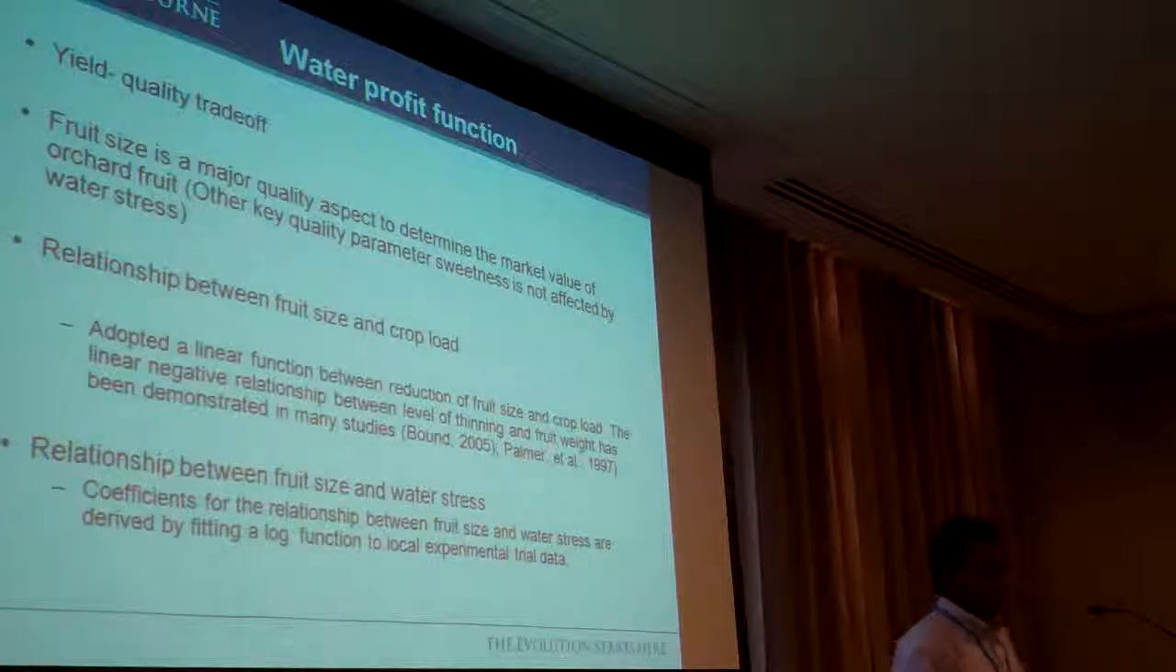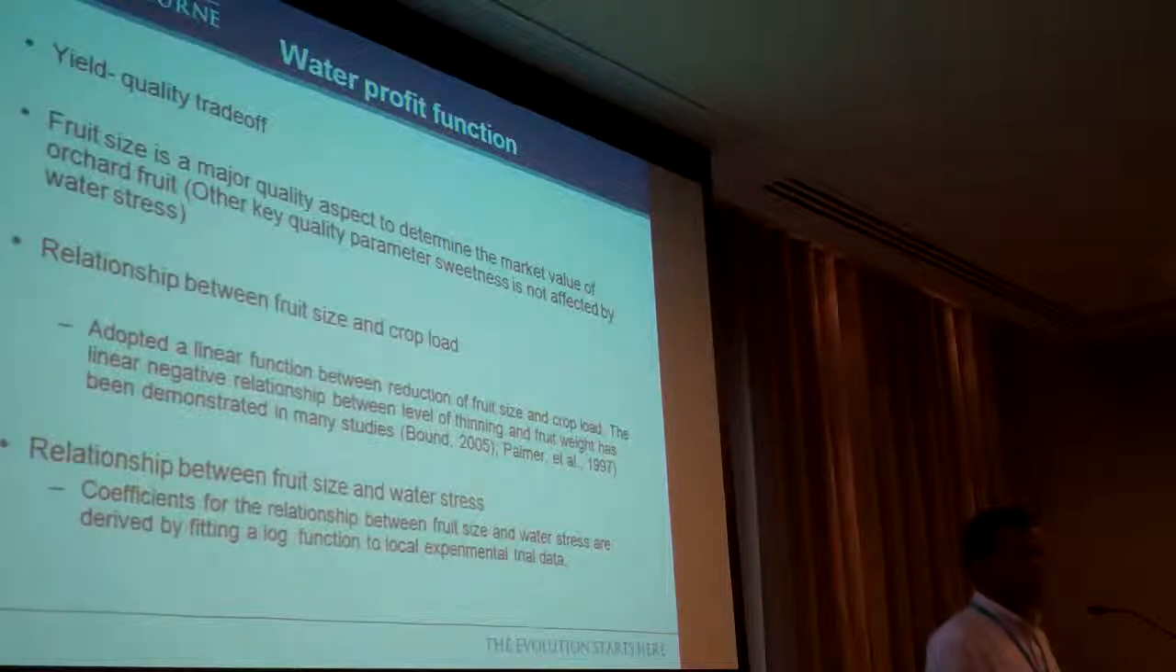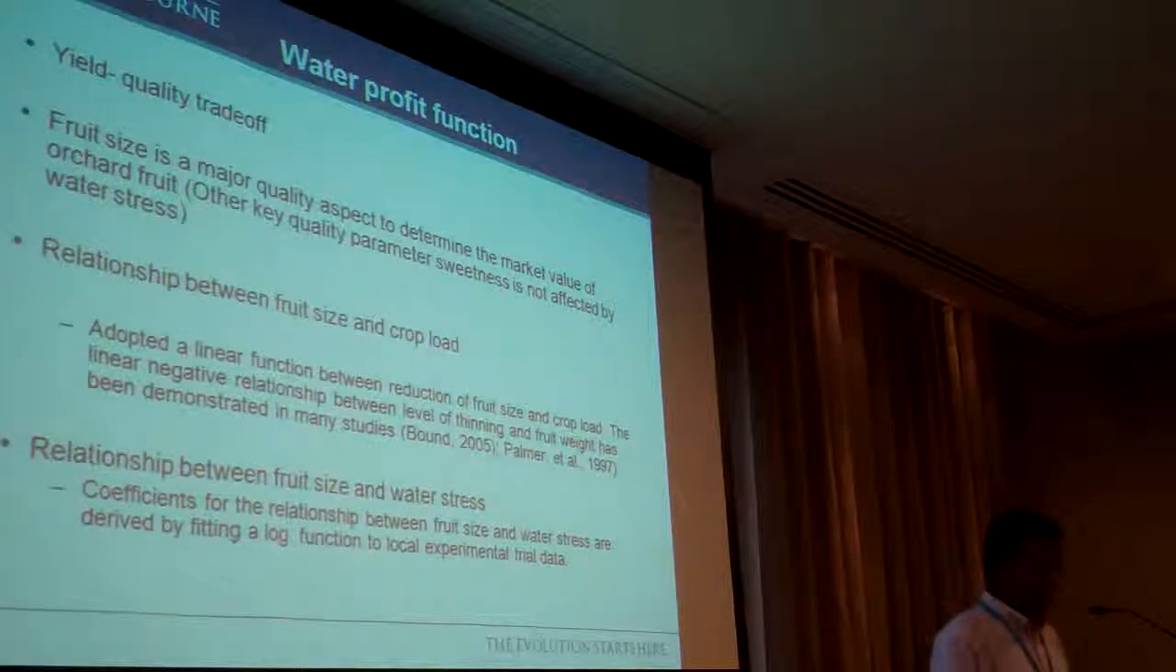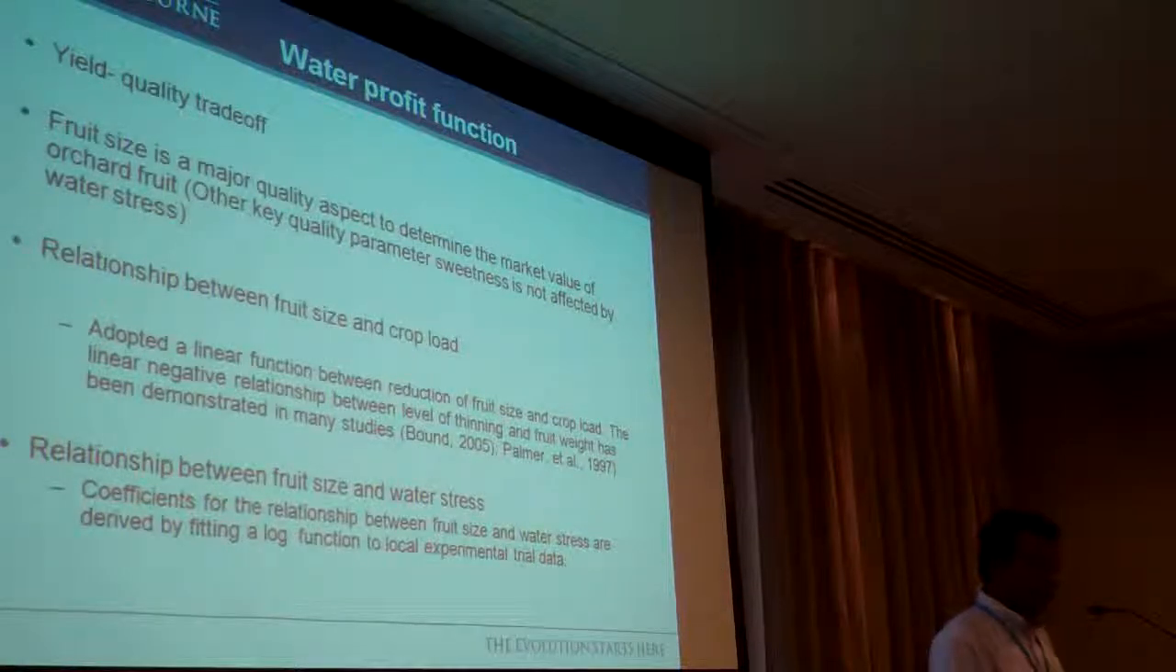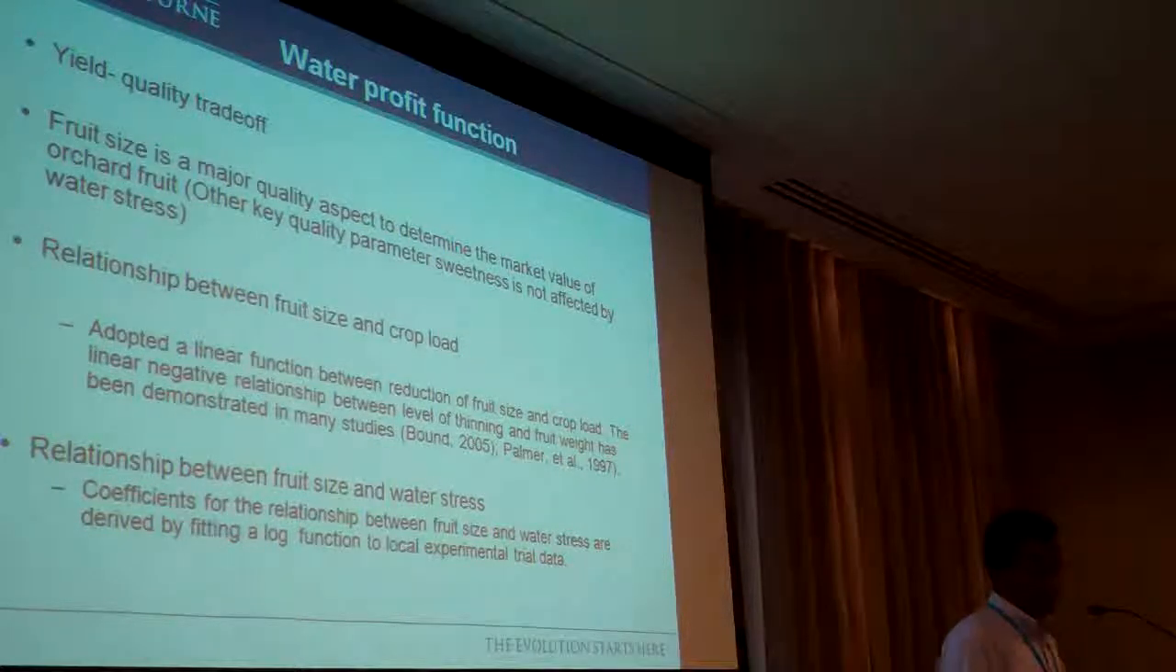So, the water profit function. We use a water profit function to capture the yield-quality trade-off in orchards. The fruit size is a major quality aspect to determine the market value of orchard fruit. The other key quality parameter is sweetness. According to the scientific studies, sweetness is not affected by water stress.